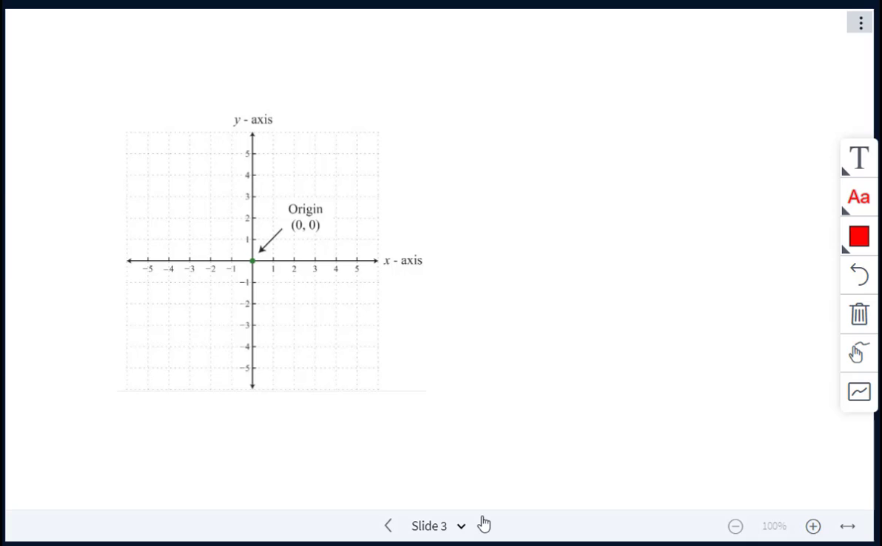Again, looking at a coordinate plane here, the origin is at 0, 0, and to the right of 0, we have positive numbers. To the top of 0, we have positive numbers. To the left of 0 are negative, and below is also negative. And then here would be our first quadrant, second quadrant, third quadrant, and fourth quadrant.